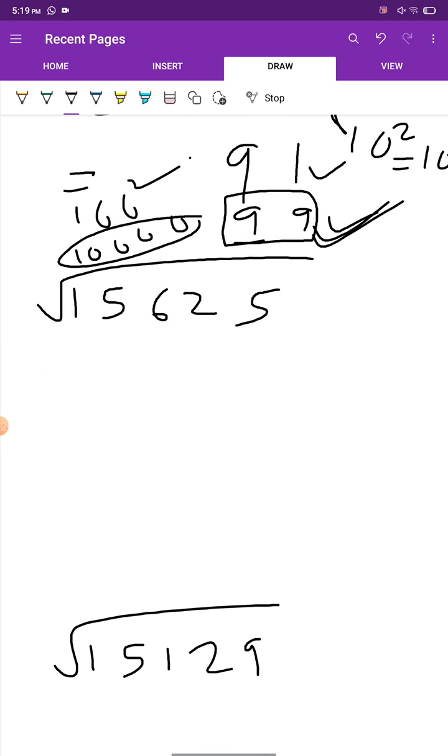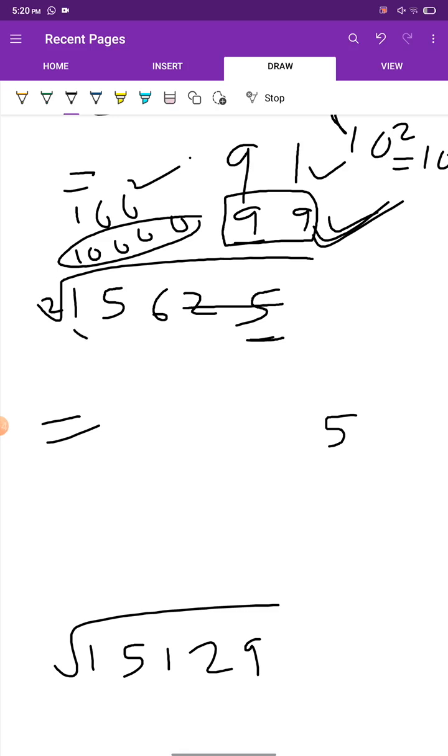Suppose I ask the square root of 15625. We need to check the last digit. It could be the square of 5, so 5 square is 25. Any other number whose square ends with 5 is not possible. So it could be 5. We need to ignore the last 2 digits, as it is square root.